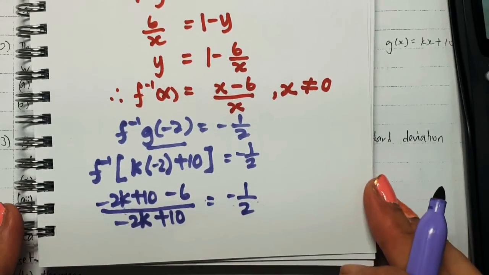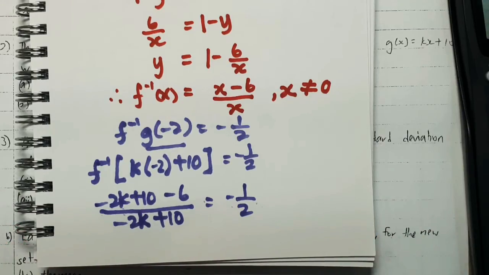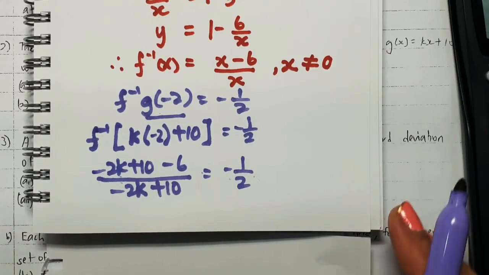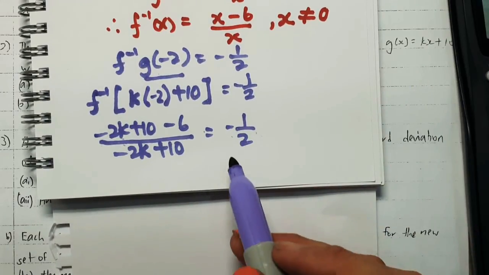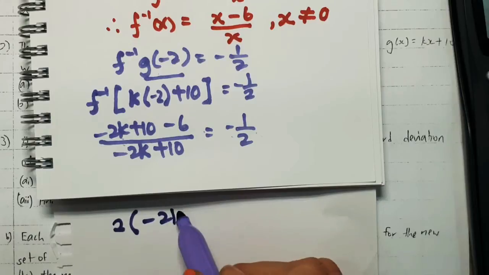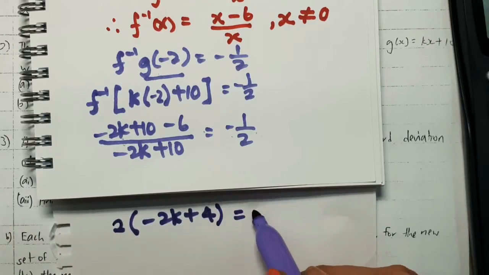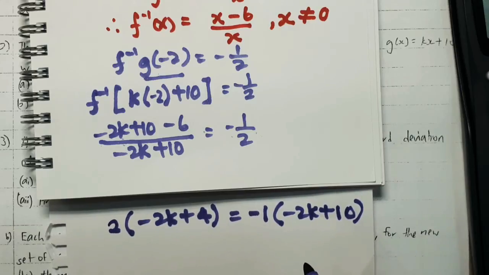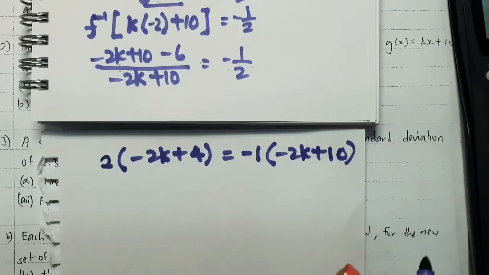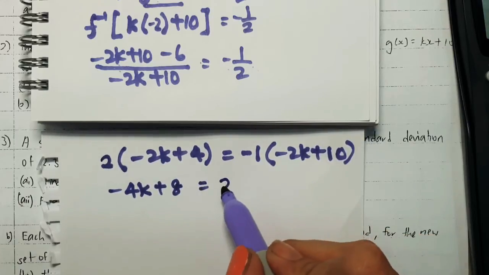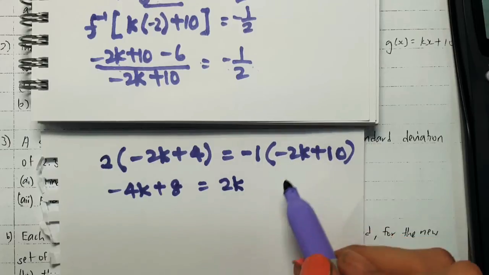Okay, so with this one, what should we do next? We get rid of the fraction. Every time when we solve a question, try to get rid of the fraction. So let's do cross multiplication. We will have the 2 multiplied upwards over here. We will have 2 times negative 2k plus 4 equals, left with negative 1 on the right side, times negative 2k plus 10. Okay, then let's solve this one. Open up the bracket, we will have negative 4k plus 8 equals 2k, negative times negative is positive, and then minus 10.